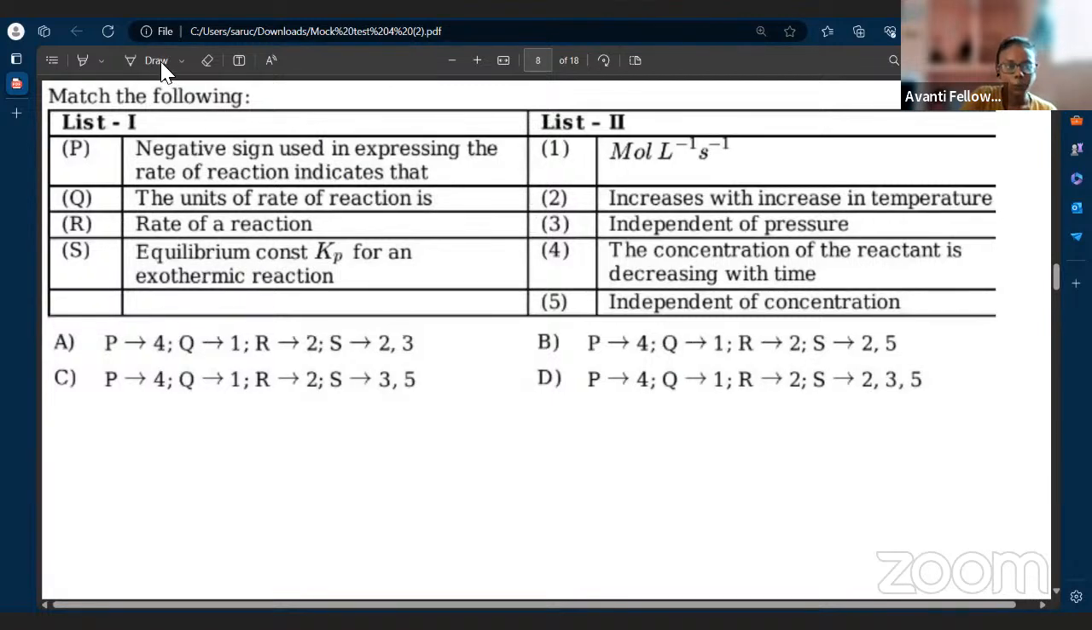So this question is from chemical kinetics. The negative sign used in expressing the rate of the reaction indicates that, unit of rate of reaction, rate of reaction, and equilibrium constant Kp for an exothermic reaction. You're just going to match it with the options. Just match with the options and get me the answer.